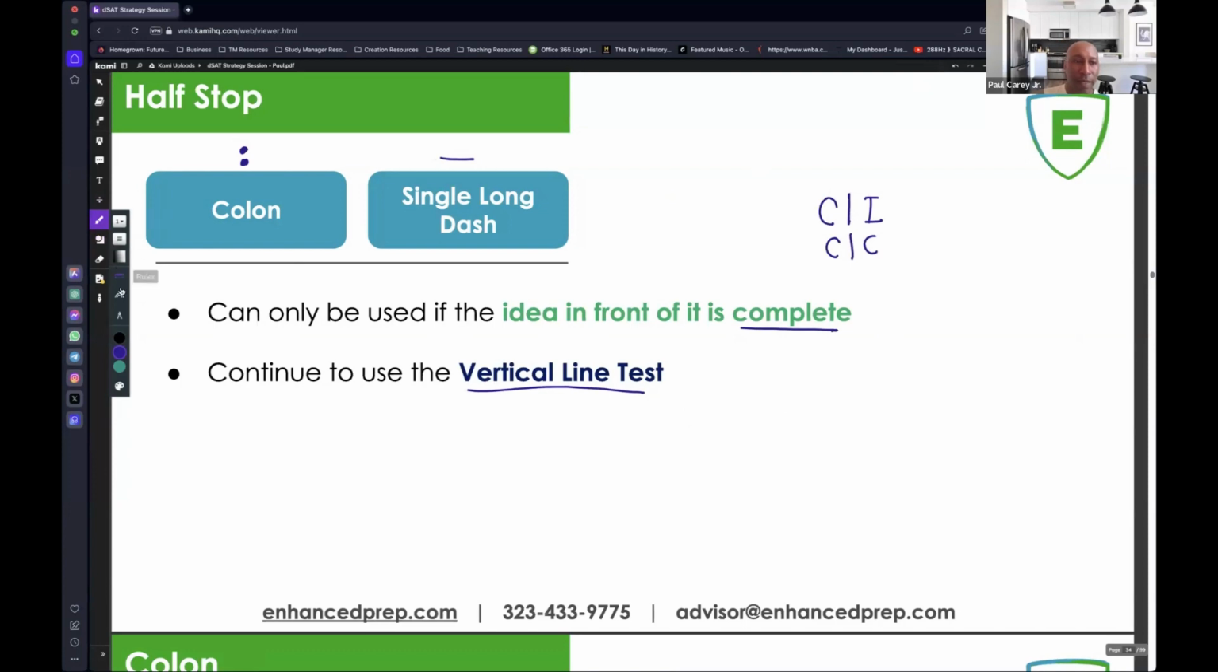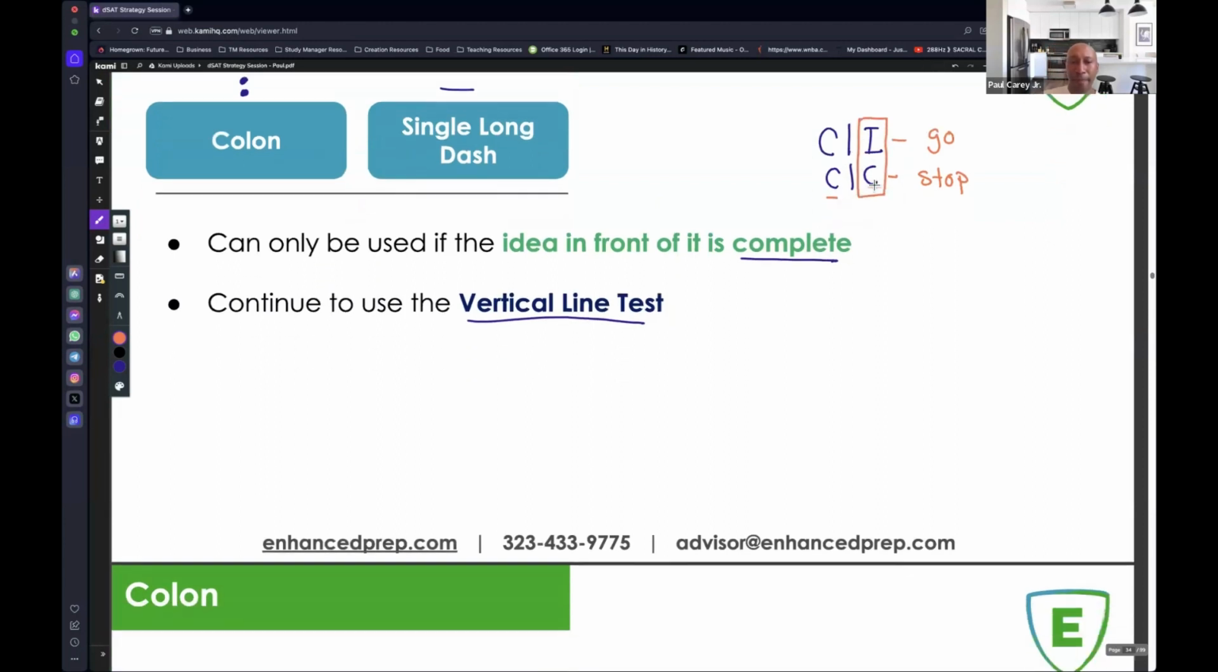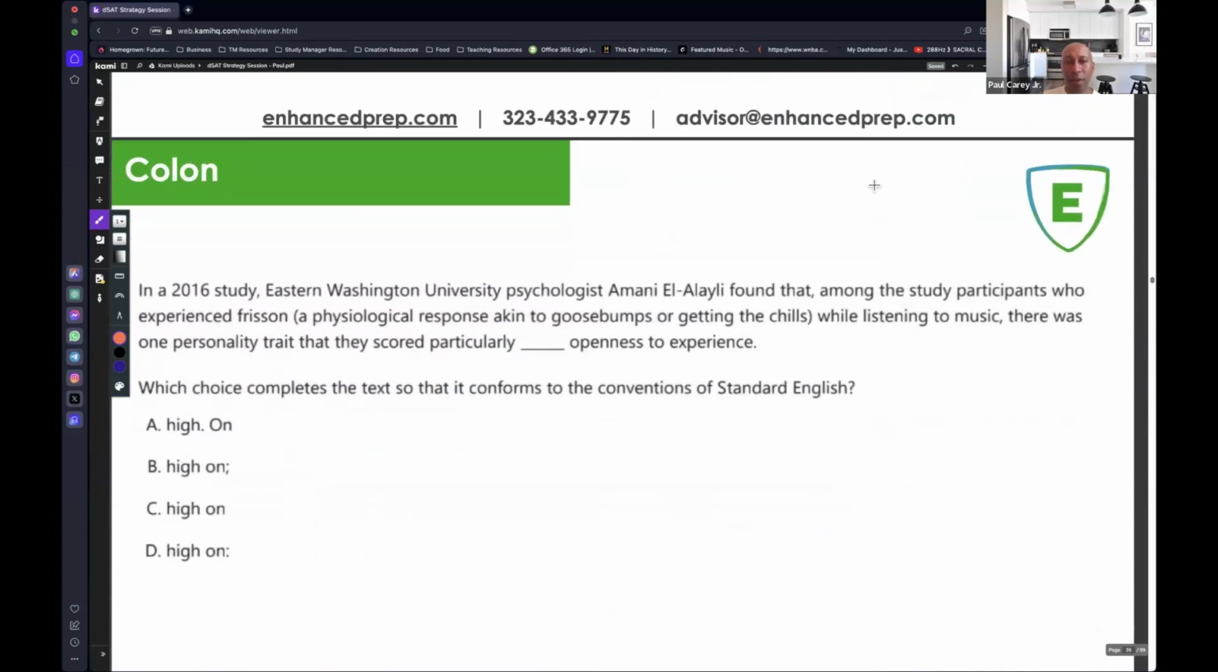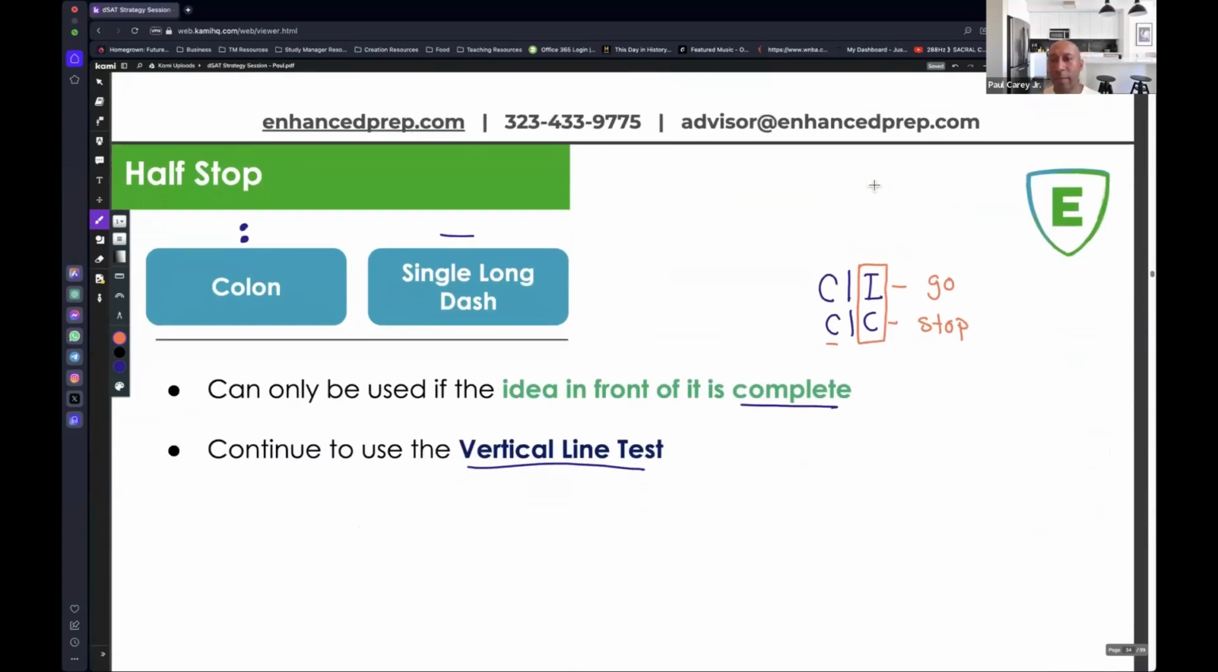Why is this interesting? Because these are also for our go punctuation, and this is going to be the stop punctuation. However, there's something that's going to be a little bit different with these. And we'll talk about that in just a second. So remember that it always has to start with a complete idea, and the ending can be either complete or incomplete. So how do we distinguish? Well, in this case, the part that we have after this needs to be an explanation.